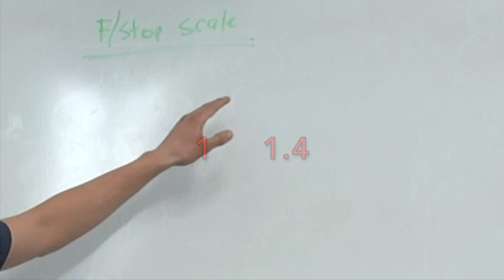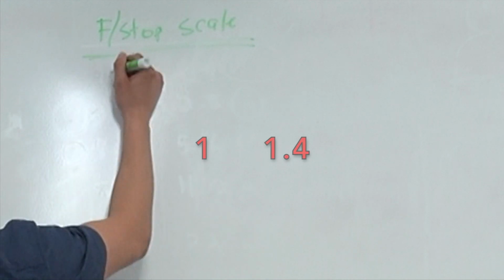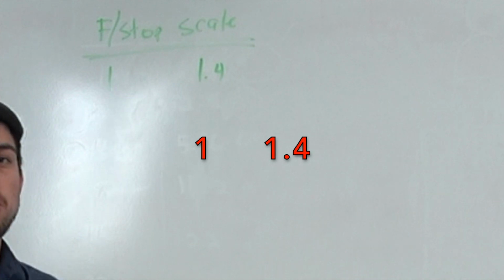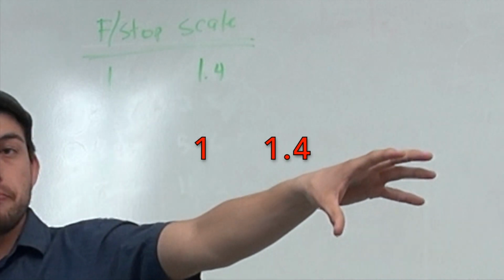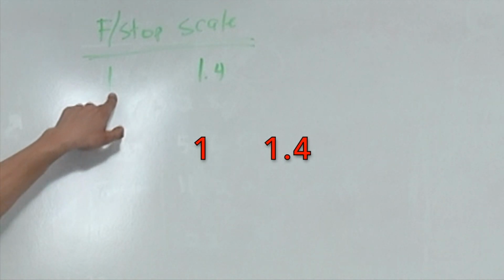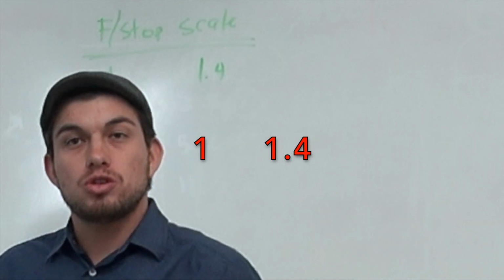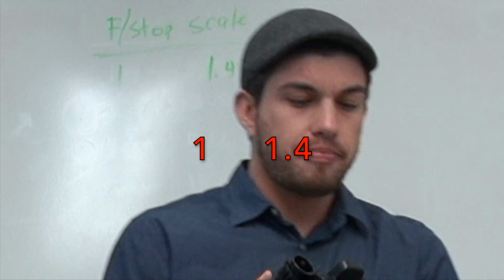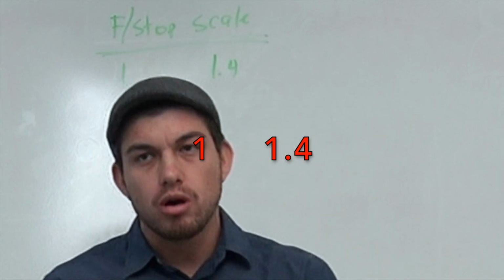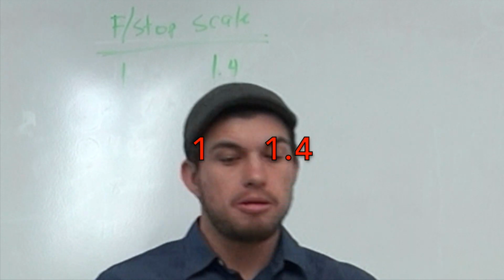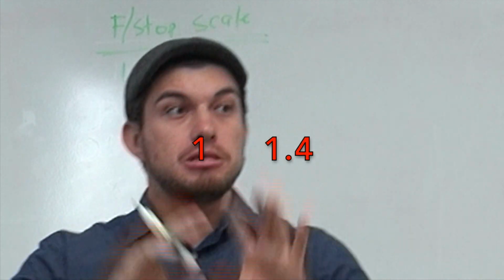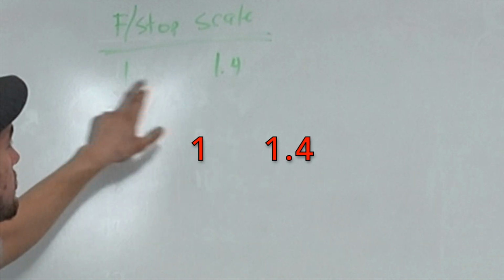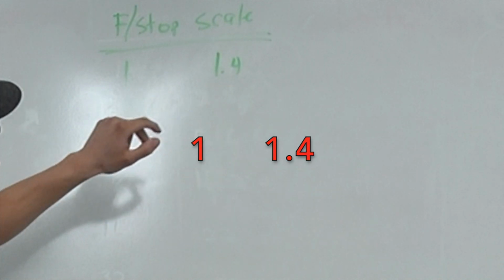So for the f-stop scale, we're going to start with two numbers: the number 1 and the number 1.4. If we were thinking about the iris like a door, a 1 is like there's not even a door, it's just a frame. So you'll never see a lens that has an aperture of 1 or an f-stop of 1. That's completely wide open. But for the purposes of the scale, we're going to start there. So we have 1 and 1.4.